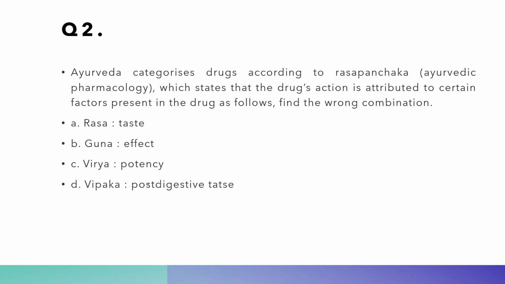So let's talk about another question. Ayurveda categorizes drugs according to Rasa Panchaka, that is Ayurvedic pharmacology, which states that the drug's action is attributed to certain factors present in the drug as follows. Find the wrong combination. Rasa means taste, guna, effect, virya, potency, vipaka, post digestive state. Try to read this question again and again and answer this. You can take 2 minutes, then we will discuss it.